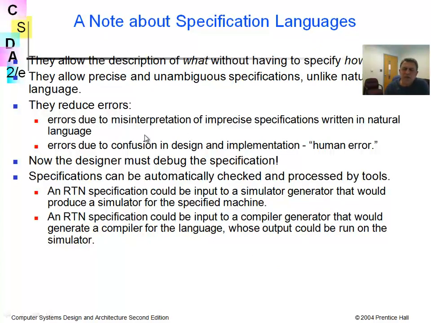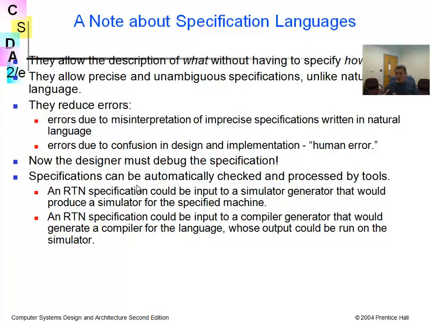These are some explanations about RTN. They allow the description of what without having to specify how. They allow precise and unambiguous specifications, unlike natural languages. The main thing is that when we explain the operation of a computer or its design using natural languages such as English, there might be some misinterpretation or misunderstanding.